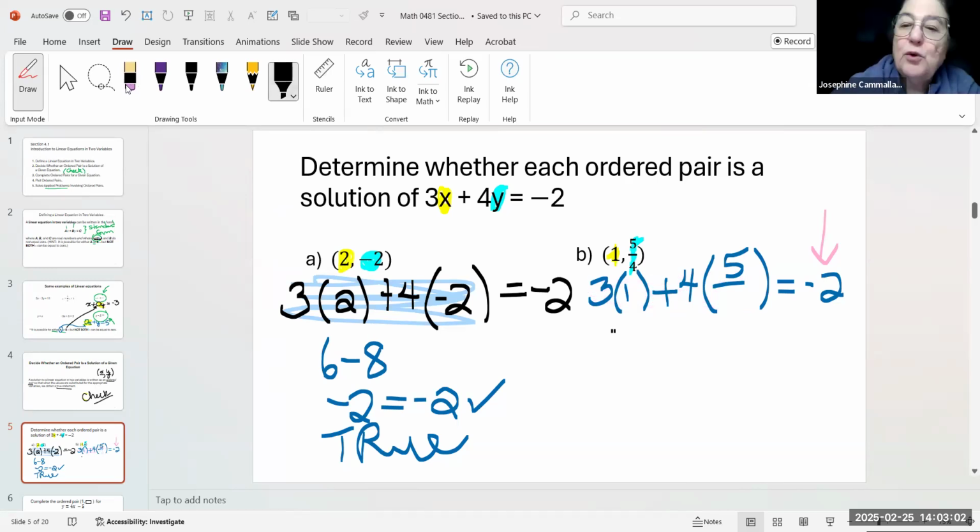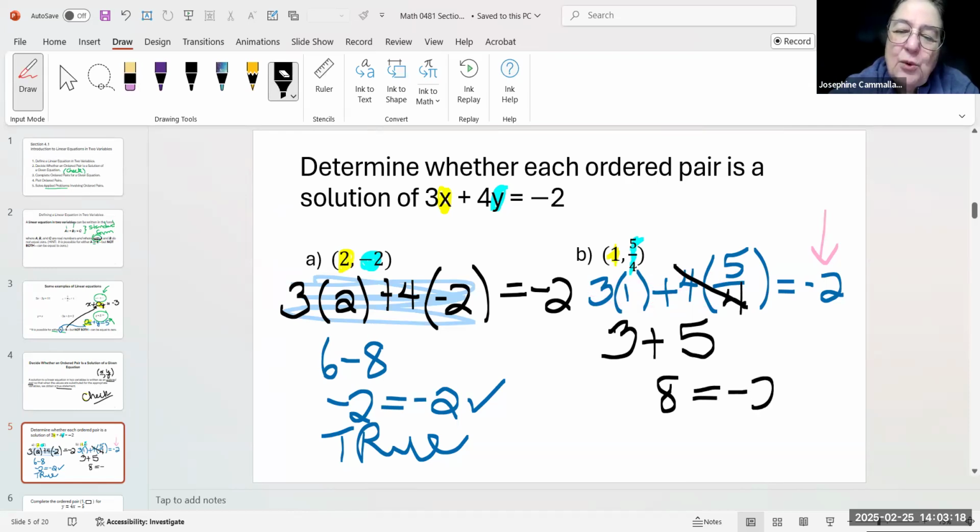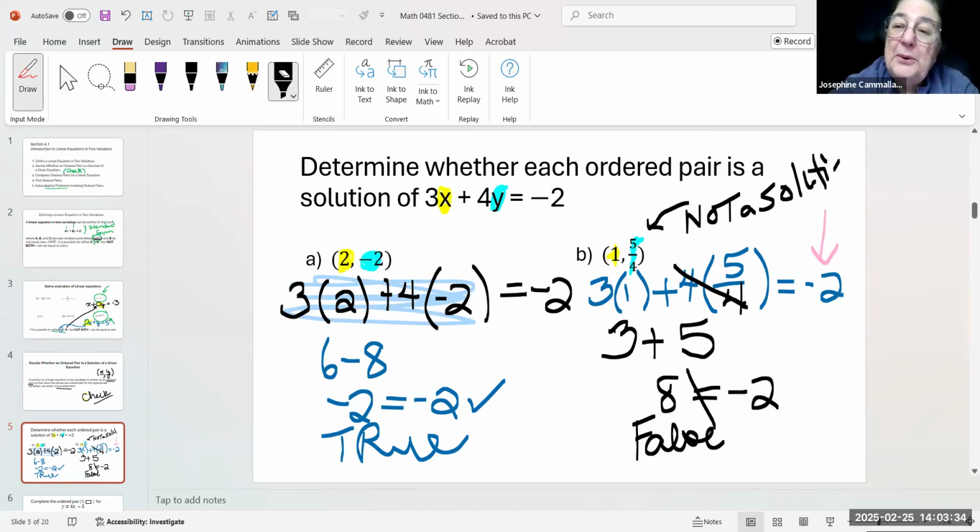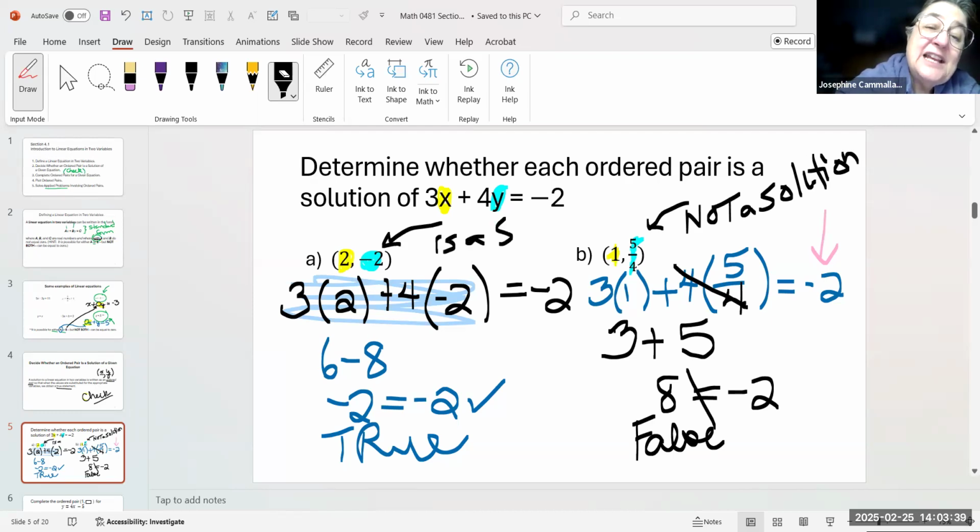See, I noticed my mistake real quick, so that helps me. Okay, this is going to give me 3 plus, well, these are going to cancel. This is going to give me a +5. Does 8 equal -2? No. This is not a solution. Not a solution. But this one is a solution.